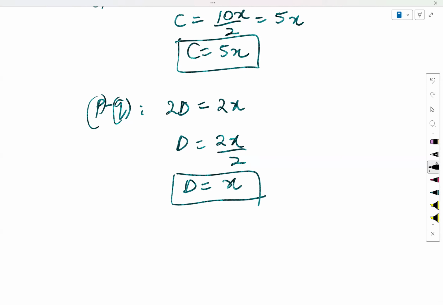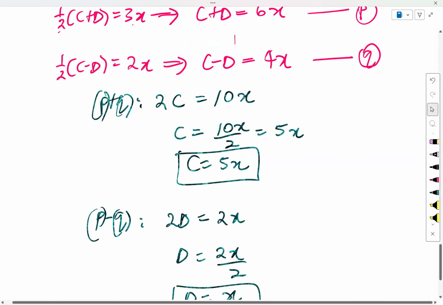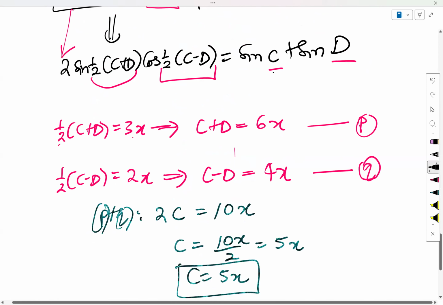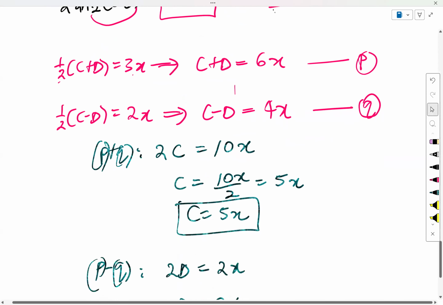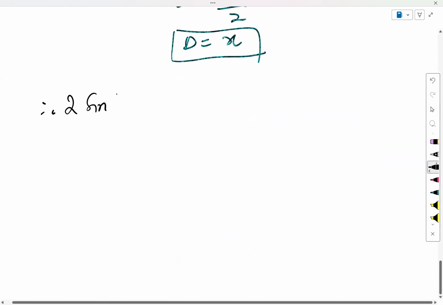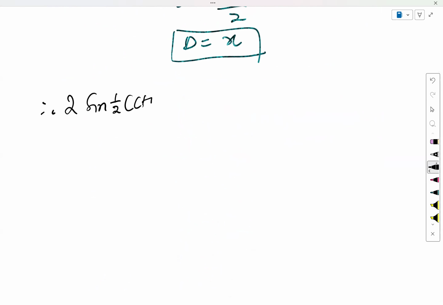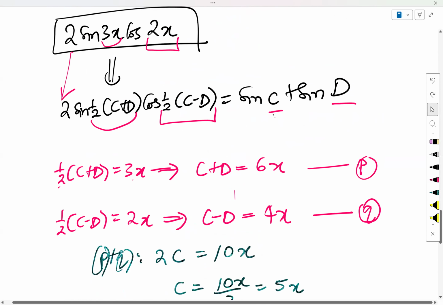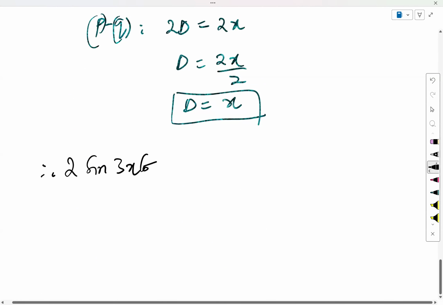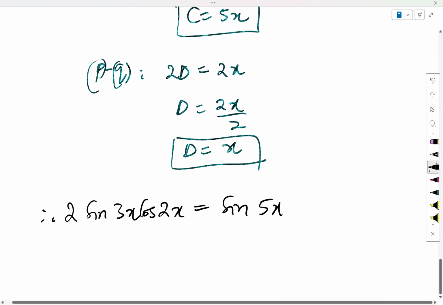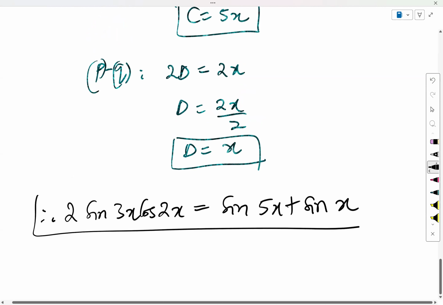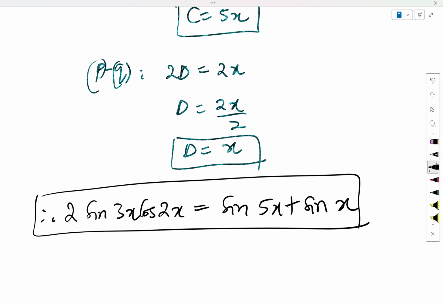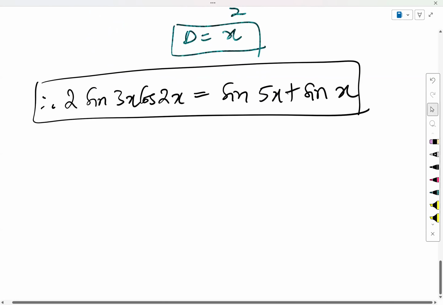So you can finalize by saying, therefore, from here, you have your C and D. C is 5x and D is x. Therefore, 2 sine 3x cos 2x is the same thing as sine C, where C here is 5x, plus sine D, and D here is x. So that is how to reverse what we did initially. Then I'll take a third example and I'll give you 2 practice questions for this. And that'll be all for sum and product formula.